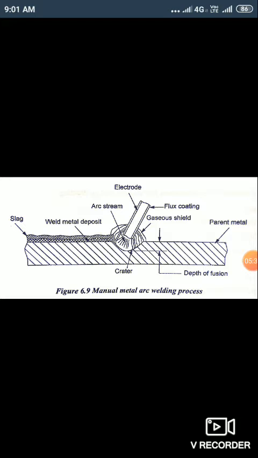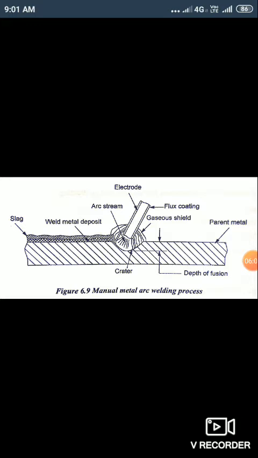The electrode provides its own flux. Here there is a flux coating, so the electrode will provide the flux. Most metals and alloys can be welded with SMAW. It is a useful process for welding in confined spaces. It performs better on unclean surfaces than other welding processes. On unclean surfaces also, it can be welded smoothly.